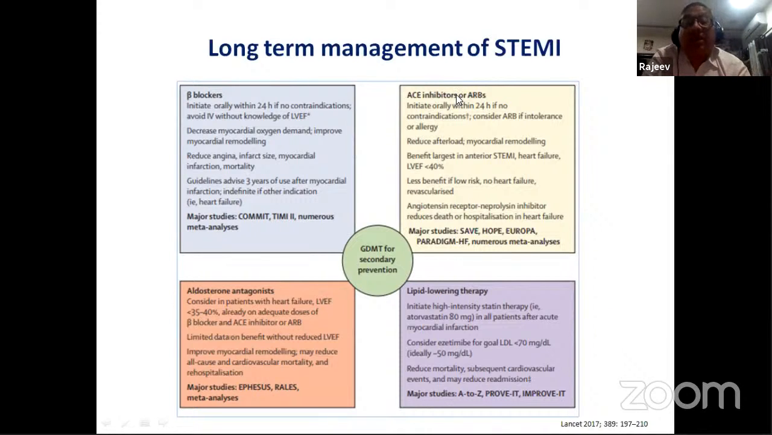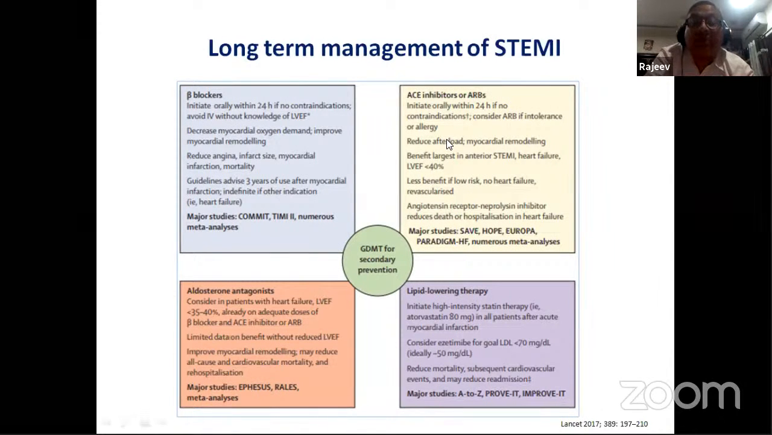Then ACE inhibitors or ARBs should be initiated within 24 hours if there are no contraindications, and consider ARB if the patient is intolerant or allergic to ACE inhibitors. It reduces afterload and myocardial remodeling. Benefit is largest in anterior ST elevation MI and heart failure with EF less than 40%. Less benefit if it is low risk or no heart failure, revascularized patient.